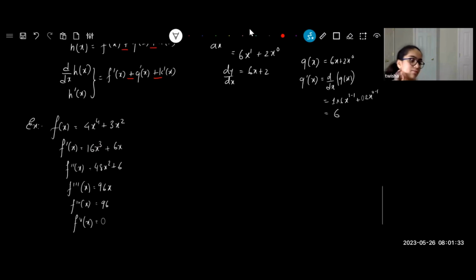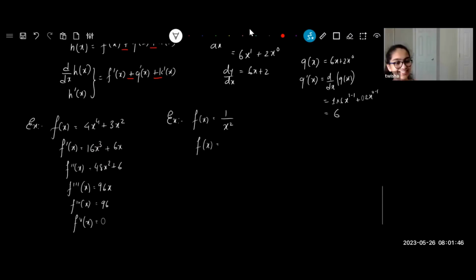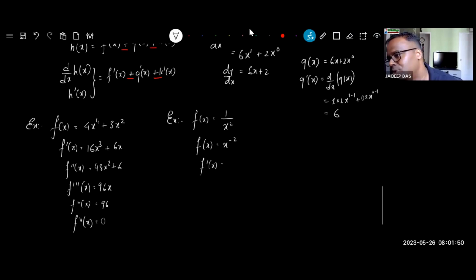Yes, I'm clear on this, because if this got inside your head, then how about now saying f of x is equal to 1 upon x squared. Why, sir? You're doing all these things. No issues. So f of x can be written as x to the power minus 2. So f dash x can be written as what?